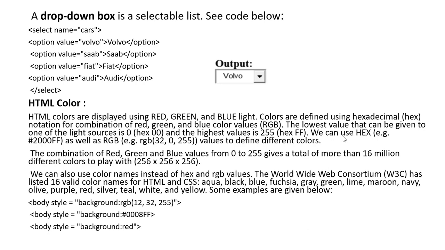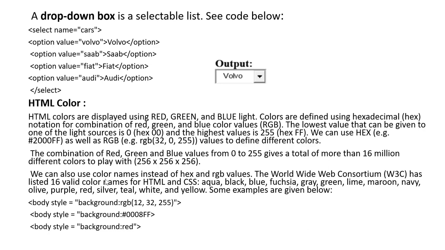We can use hex like this, 0200FF, as well as RGB like rgb(0, 32, 255), or you can provide this or this. The combination of red, green and blue values from 0 to 255 gives a total of more than 16 billion different colors to play with: 256 times 256 times 256.